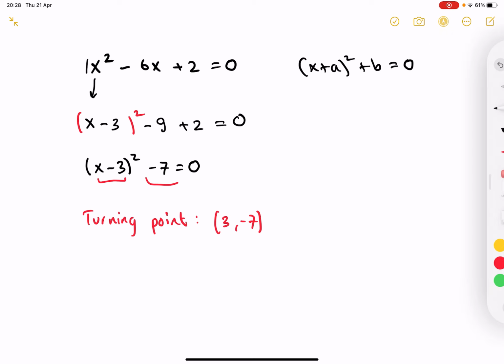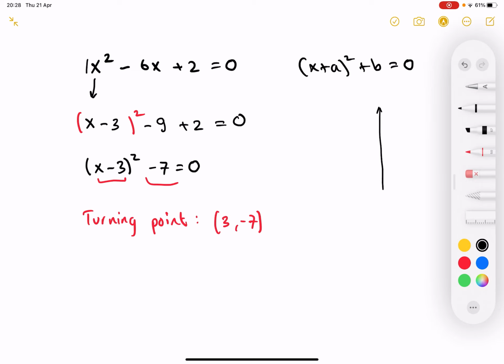If I start plotting the graph maybe over here, this is the x, this is the y. We know that the turning point is now (3, minus 7), which is somewhere here. Now the turning point is where it stops and starts to turn the other way, with gradient 0: the stationary point, the minimum point. It could also be maximum. The reason we know it's a U shape is because the coefficient of x squared is positive. Okay? So we know it's going to have that kind of form.